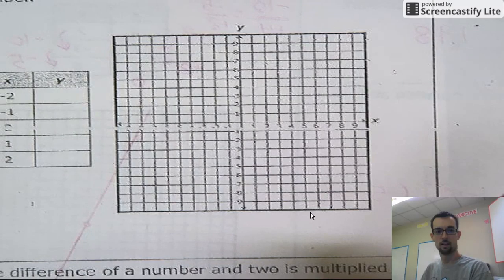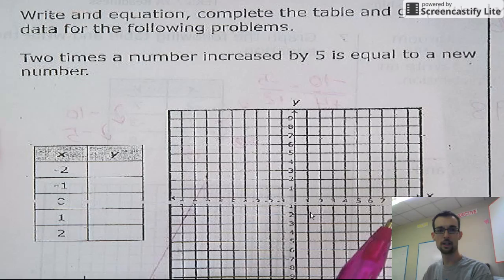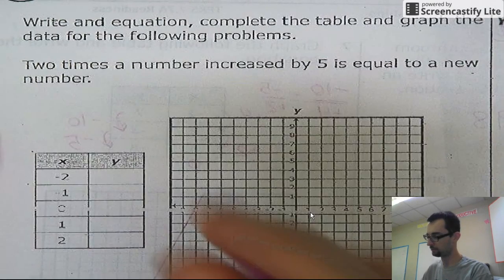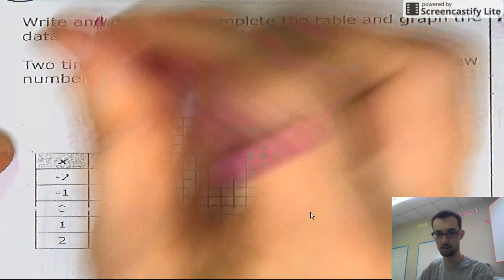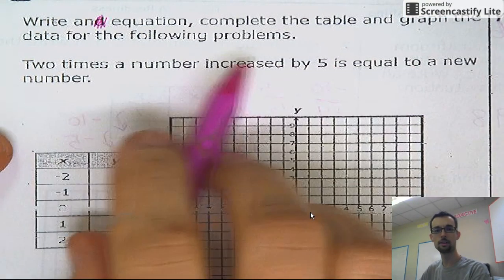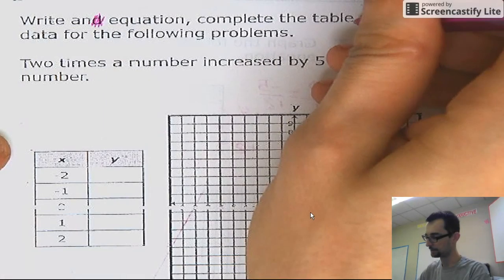All right, on the back side here, there's only 2 questions, and it says, let's see, for each of the following questions, write an equation, write an equation, not and. See, I told you there's typos in these books. Write an equation, complete the table, and graph the data for the following problems. And I like to insert what's called an Oxford comma here too.